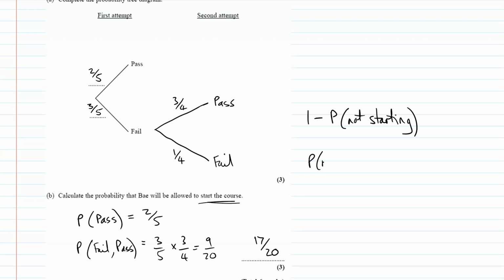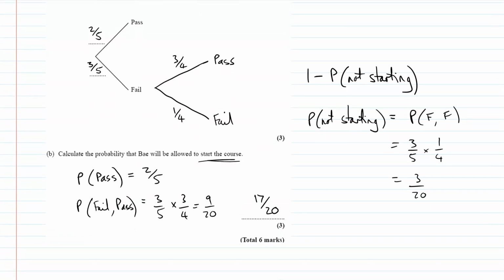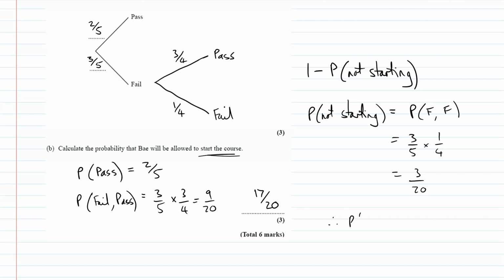So if I work out the probability of him not starting, the only way he can not start the course is failing and then failing again. So 3/5 times 1/4, which is 3/20. So that's the probability of not starting, and therefore the probability of him starting must be 1 minus that, and we still get the same, 17/20. So if you're clever, you can think about 1 minus probabilities as well. But if you're happy just thinking about all the different ways I can start the course, either passing or failing then passing, then adding all those options together at the very end, then that's absolutely fine.